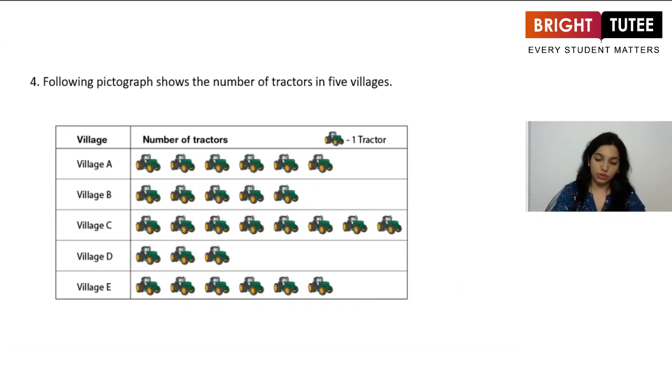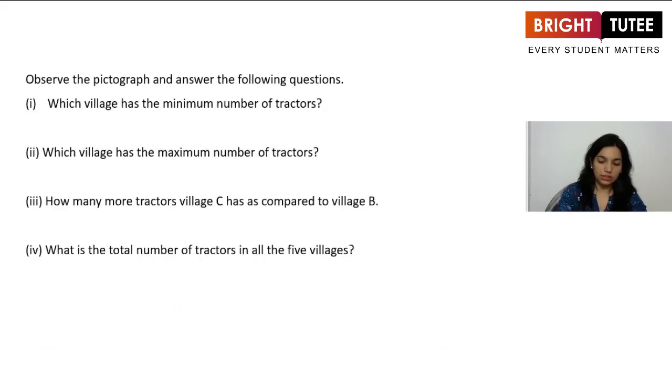Okay, so here it shows that one tractor is representing 1 itself. Okay, so in village A, 1, 2, 3, 4, 5 and 6 tractors we have. In village B, 1, 2, 3, 4, 5 we have. In village C, 1, 2, 3, 4, 5, 6, 7, 8 we have. In village D, 1, 2, 3 we have got. In village E, 1, 2, 3, 4, 5, 6 we have got. Okay, now let us read the questions.